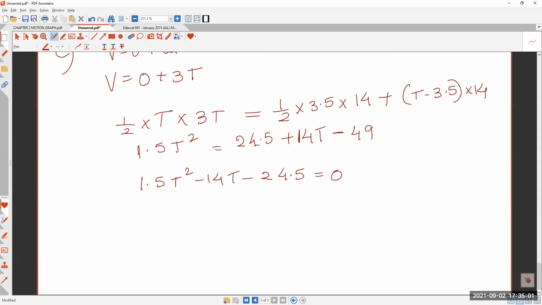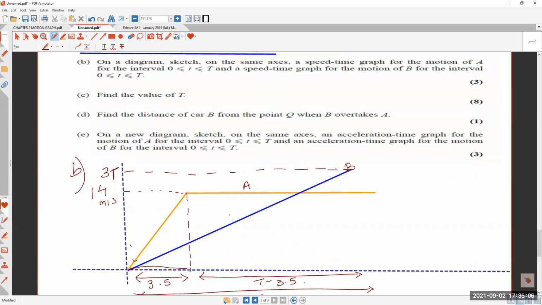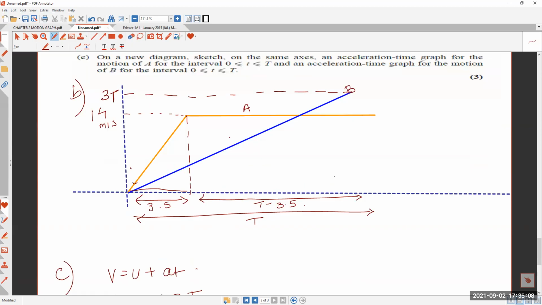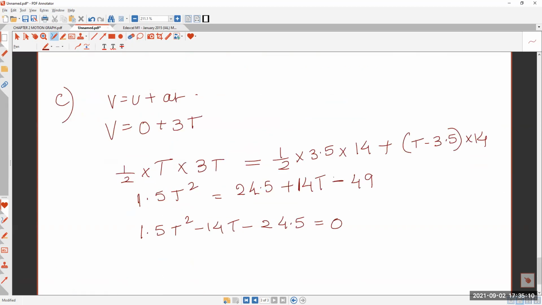Do this on the calculator to find the t value. So they wanted the t value from us. It is 8 marks, you are going to get it. I'll pause the recording.